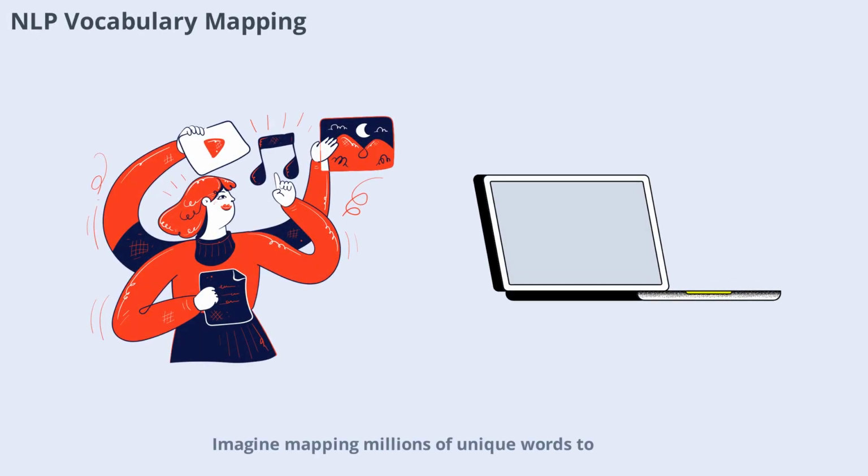Imagine mapping millions of unique words to token IDs in a natural language processing project. Python's dictionary handles this efficiently, even with hash collisions. The underlying algorithm ensures that lookups remain at lightning speed, making large-scale AI text processing practical and scalable.